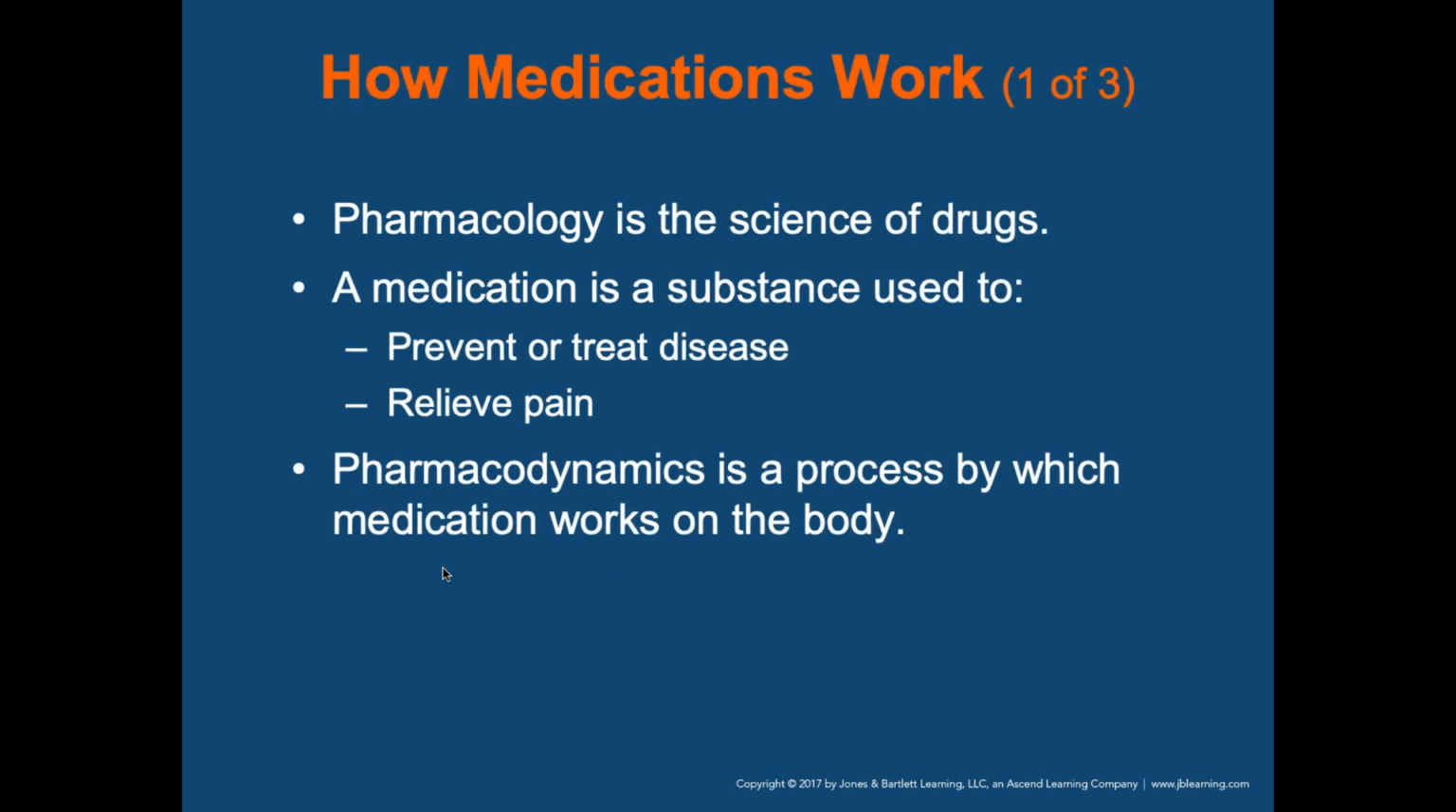So how do medications work? Well, pharmacology is the science of a drug. With that being said, a medication is a substance used to either prevent or treat a disease or relieve pain. To give you an example, pain relief would be like Tylenol, ibuprofen, morphine, fentanyl, Dilaudid, ketamine, Toradol. These are all different, from EMT to paramedic medications, but they relieve pain.